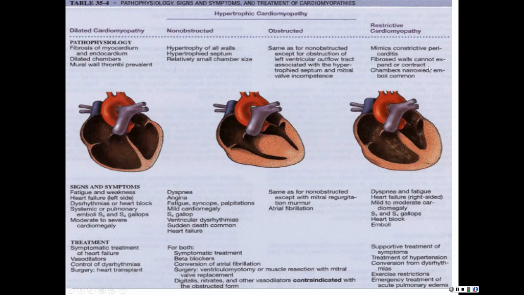Then the restrictive, there again, it mimics kind of pericarditis, constrictive pericarditis. There's fibrosis in all these walls, and it can't contract. So the chambers get narrowed, and then emboli again are common. So that's a thread we're seeing in all of these, because the heart can't do its job, can't pump the blood out, so some sits in there and they can form little emboli. Okay?